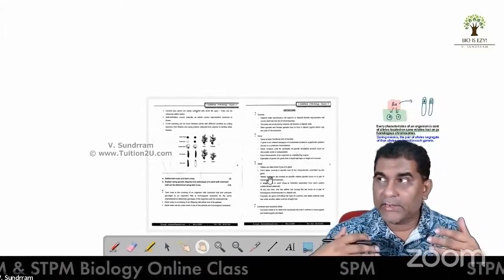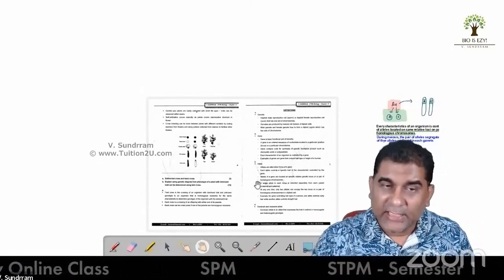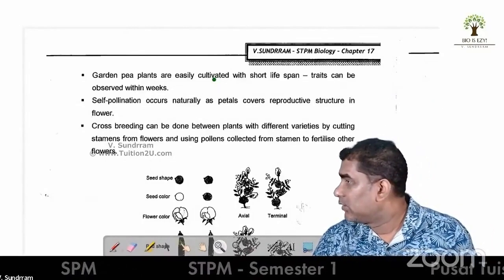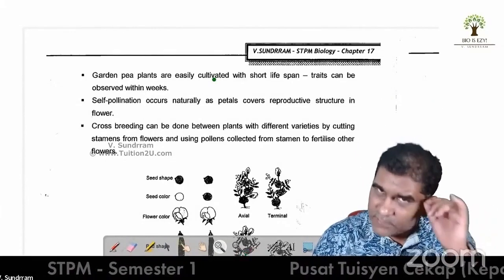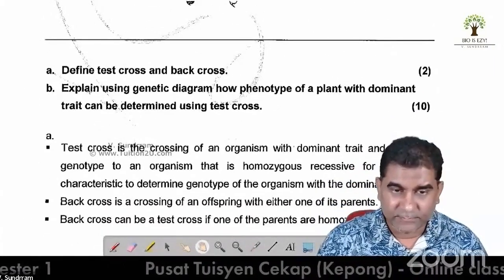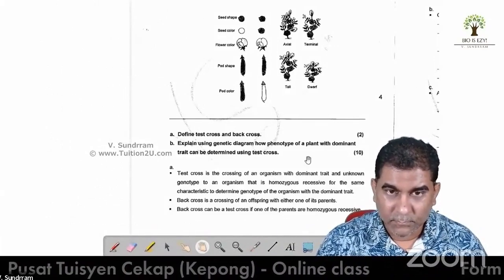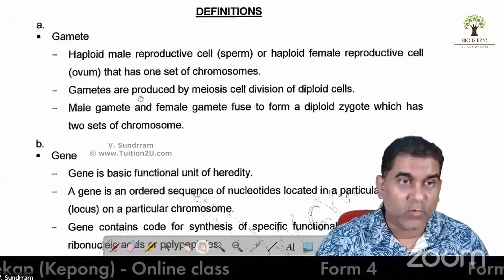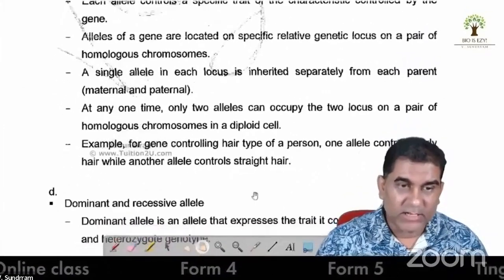But before we can start this chapter, the basics. This chapter has a lot of definitions. We are going to use a lot of terms throughout this chapter. For example, this is the first page. There are some definitions you need to know. What is gamete? What is gene? What is allele? What is dominant and recessive allele?